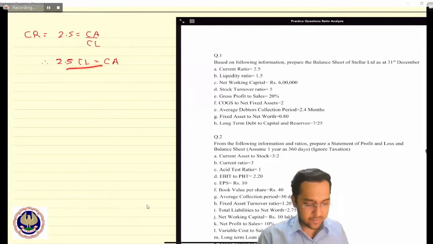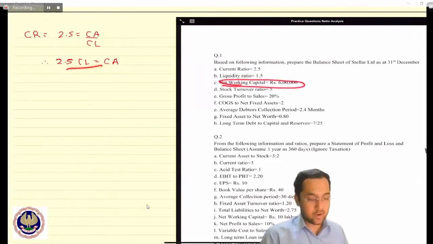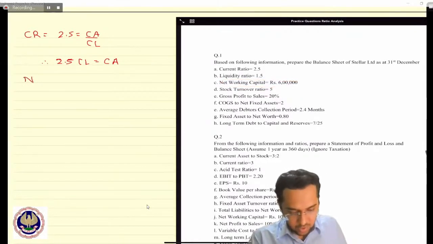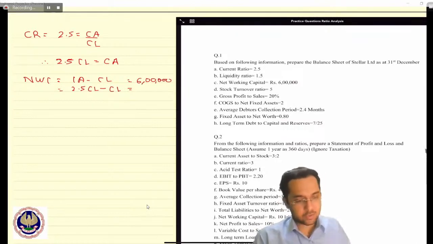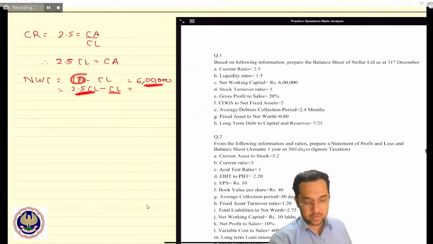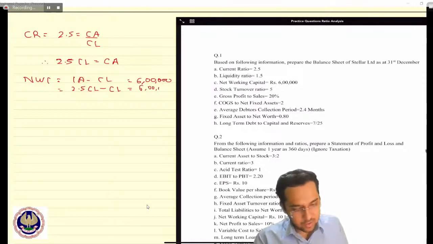Connected with this, we have another figure called net working capital of 6 lakh. Net working capital is current asset minus current liability. Current asset is 2.5 times of current liability minus current liability, which is equal to 6 lakh. So 1.5 times of current liability is 6 lakh.